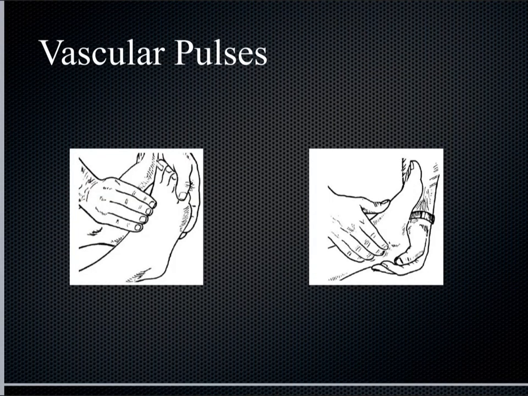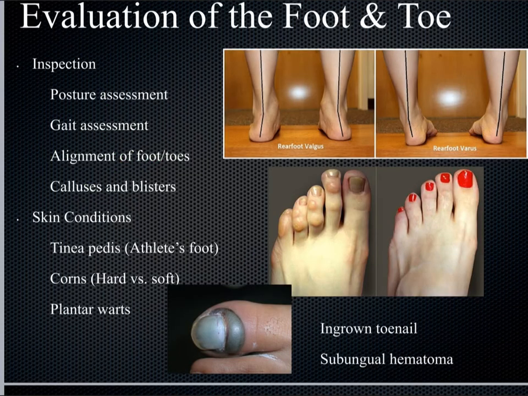Okay, we want to assess vascular pulses. Vascular pulses are extremely important. We always want to assess pulses distal to the actual injured site. And so we're going to assess the dorsal pedal pulse here, or we can assess the tibial pulse, depending. What I can tell you is that the tibial pulse is going to be a lot easier to palpate, but we'll do both in lab and you can decide which one you like better.